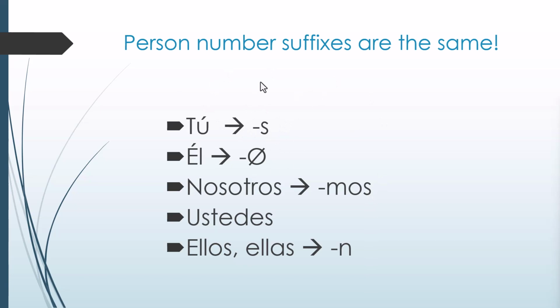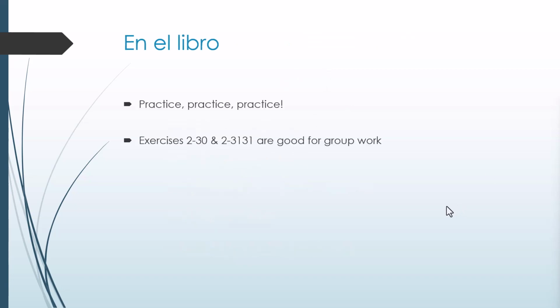In other paradigms, the yo form and the ella form are going to be the same, where there's not going to be any suffix at all. But you'll learn those when you get into 102 and 201. Okay, so the only way really to get good at this is to practice, and then practice it a little bit more. If you're working on your group work and this is something you want to put attention to, exercises 30 and 31 are good practice for using those verbs.